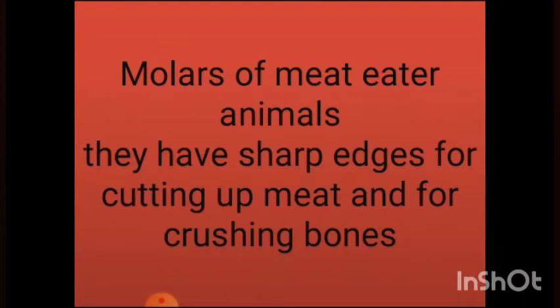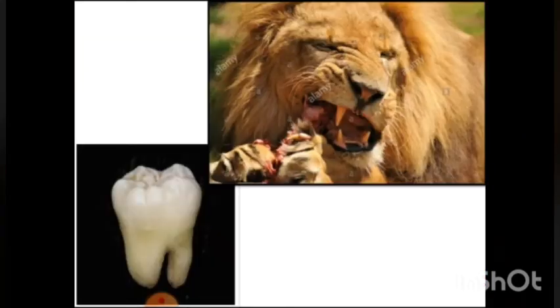Molars of meat eater animals, they have sharp edges. Why? For cutting up meat and for crushing bones. So lion and tiger, they all have sharp edges for cutting up meat and crushing the bones.